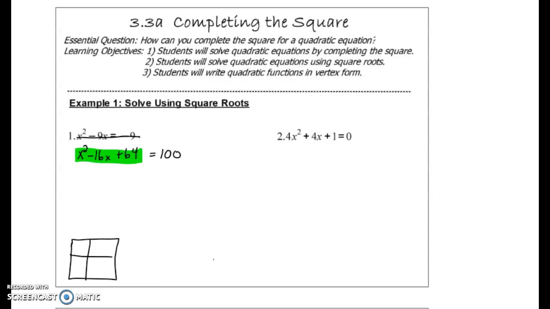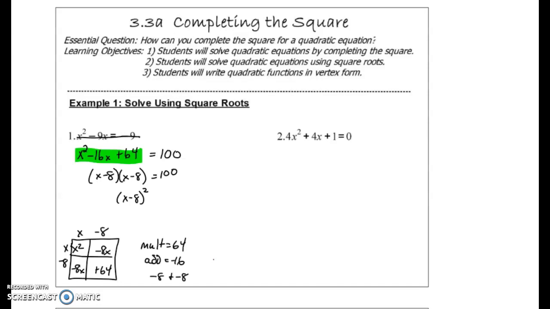So what multiplies to 64 and adds to negative 16, and that's going to be negative 8 and negative 8. So we're going to do x squared minus 8x plus 64. So when you factor that, you get x minus 8 times x minus 8, which is x minus 8 squared, and it's still equal to 100. So in this case, I can go ahead then and solve by square roots.